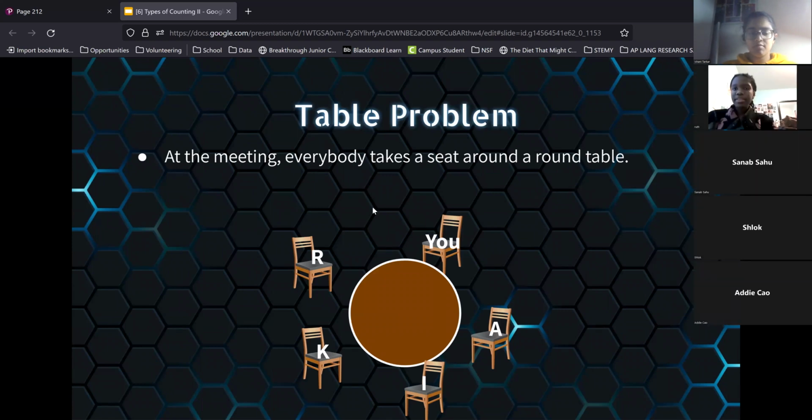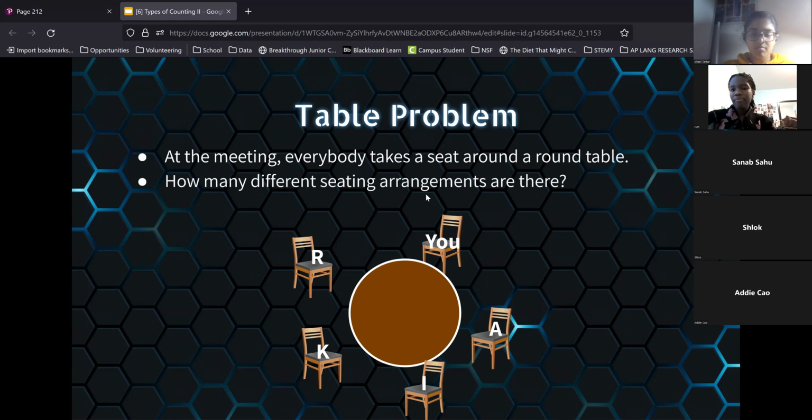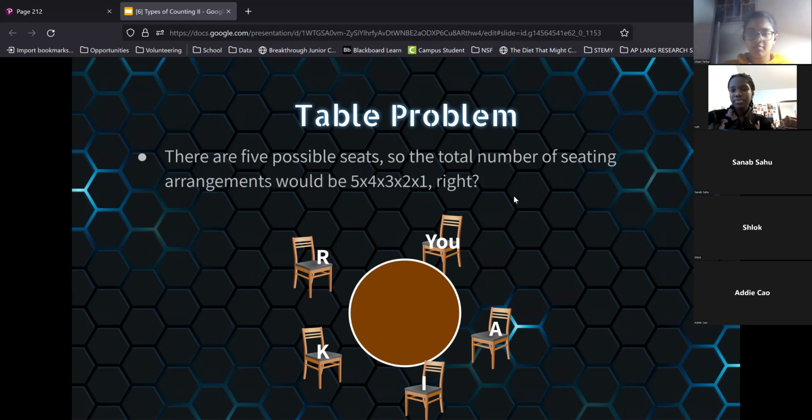At the meeting, everyone takes a seat around the table. How many different seating arrangements are there? There are 5 possible seats. For the total number of seating arrangements, you would think that it would be 5 factorial, but it actually isn't.